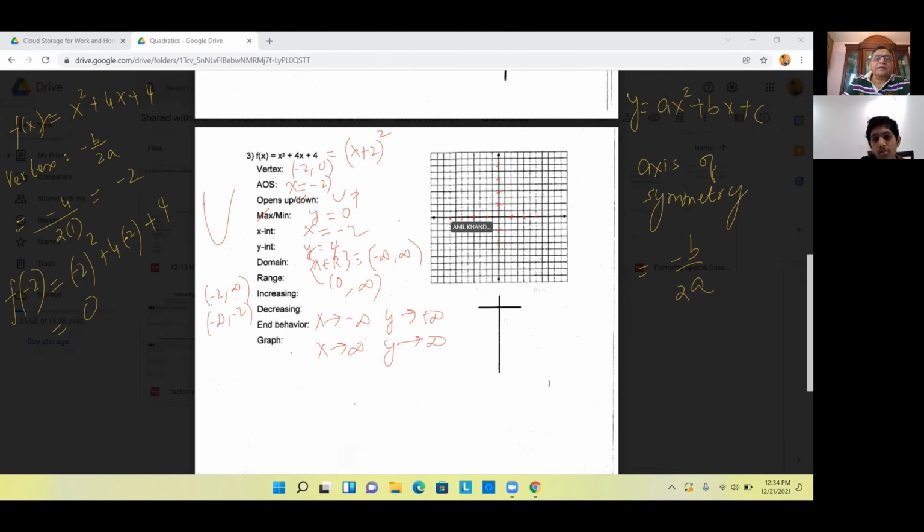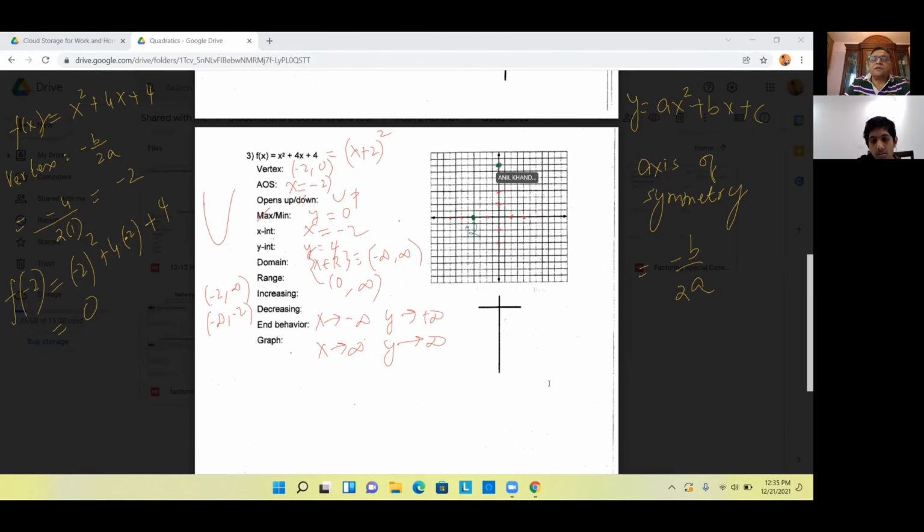Correct. Identify where the vertex is. For us, the vertex is at -2, 0. So -2, 0 is the vertex. It is going to open up. Now, since it is opening up, and we know the y-intercept also, which is at 4. So 1, 2, 3, 4, right? So that is the y-intercept, correct?